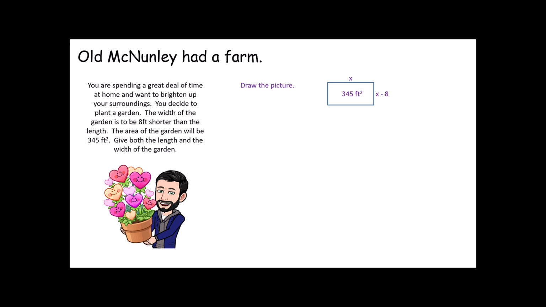Well, fortunately, since this is a rectangle, we already know the formula for the area of a rectangle. It's the length times the width. So all I have to do is plug in the numbers and variables that I have just written down in my picture for the area, the length, and the width. Notice the area is 345, the length we defined as x, and the width we defined as x minus 8. So I just plug those values in. Now, in all honesty, that is the hardest part of this problem, because after that, we just need to rearrange it into standard form and set it equal to 0. So I'm going to distribute my x using the distributive property.